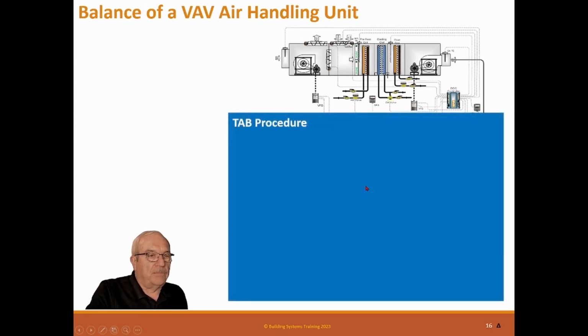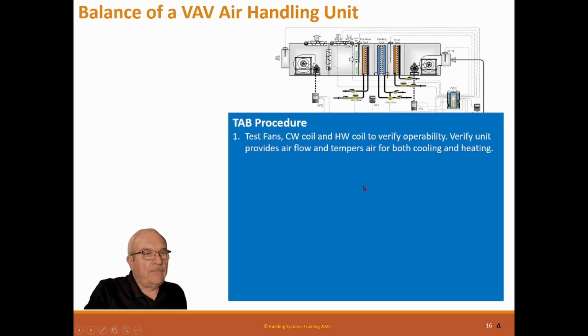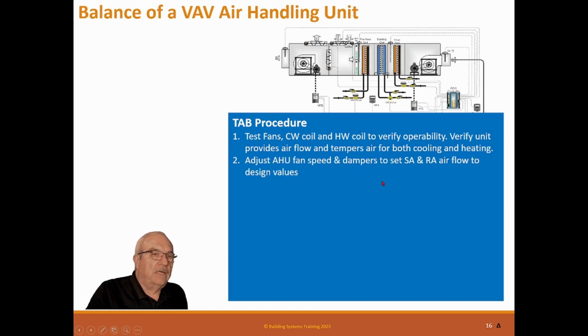All right, so how do we balance this monster? Test the fan, chilled water coil and hot water coil to verify operability. Verify the unit provides airflow and temperature air for both cooling and heating. Adjust the air handler fan speed and dampers to set supply and return airflow to the design value. So we're going to adjust the supply air fan and all the dampers to set supply and return airflow to design value. So this is going to have the minimum outside air.